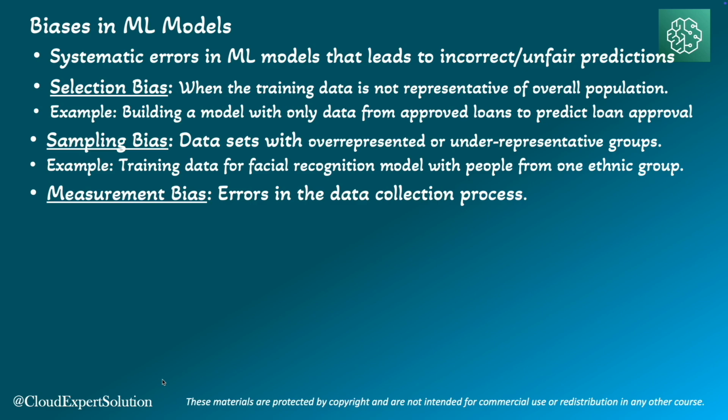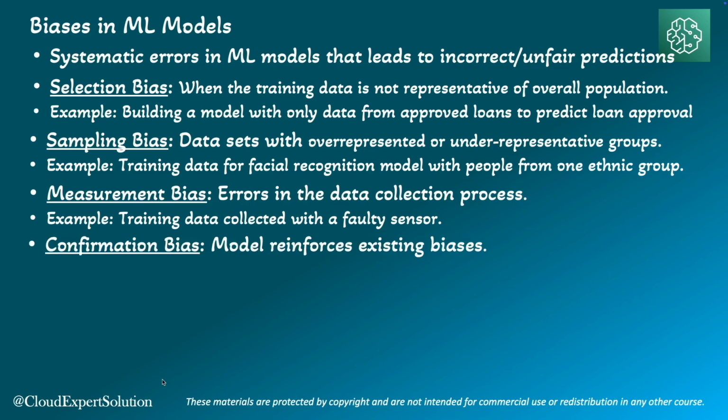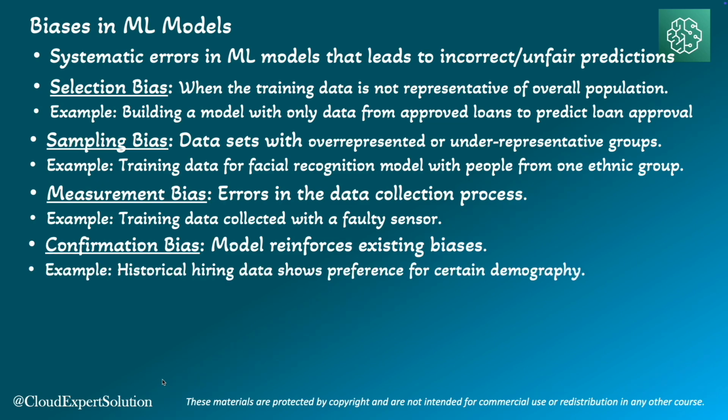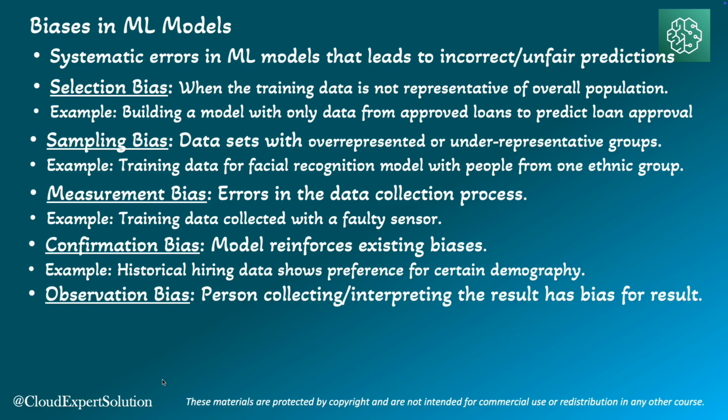Then measurement bias. Measurement bias occurs when there are errors in data collection process. For example, if a sensor used to collect data is faulty, the resulting data may be inaccurate, leading to biased model prediction. Next is confirmation bias. This happens when the model reinforces existing bias in the data. For example, if historical hiring data shows a preference of certain demographics, a hiring model trained on this data may perpetuate this bias. And last but not least, observation bias.